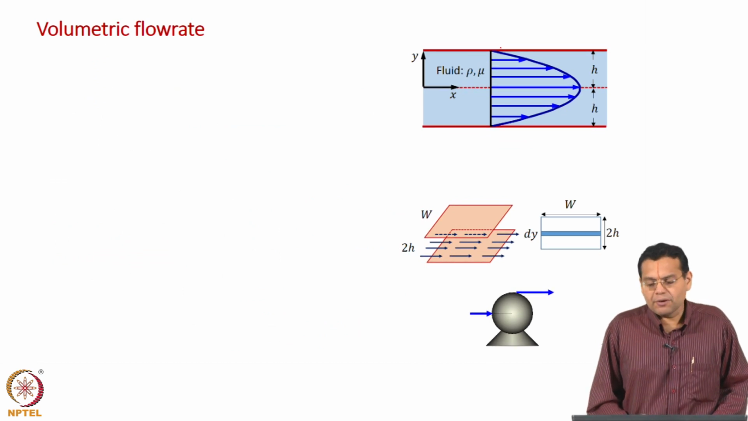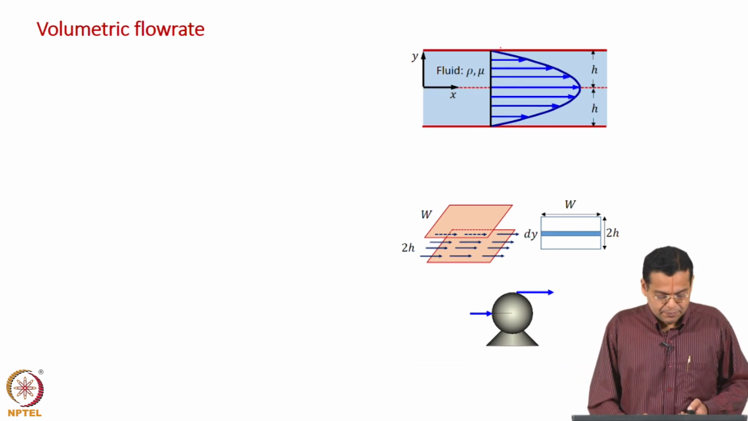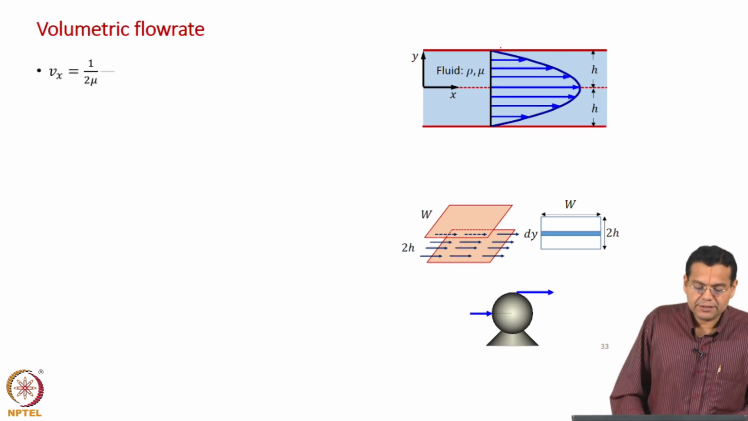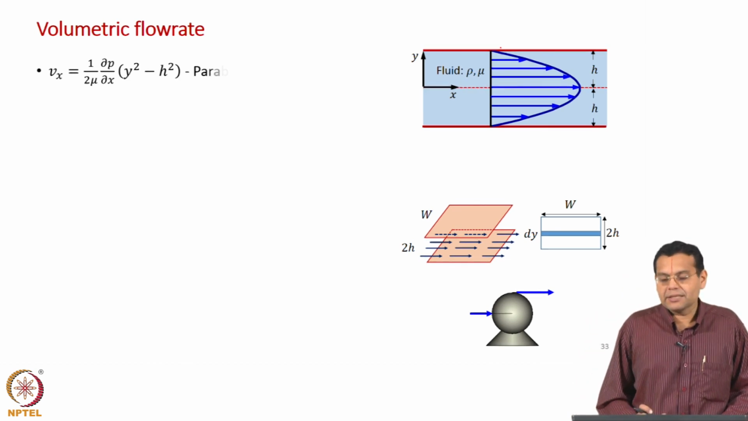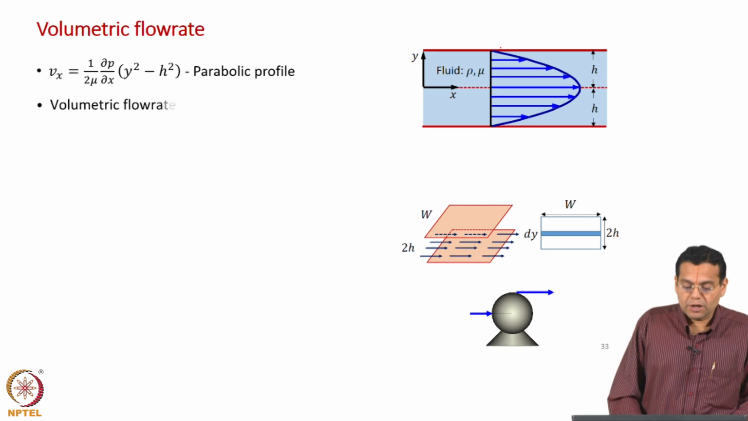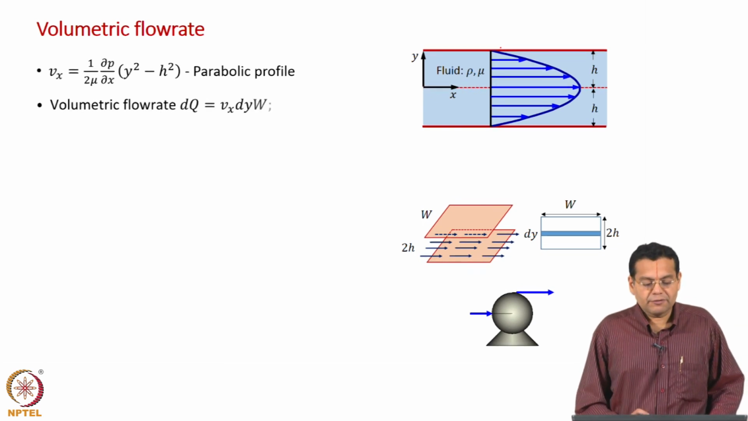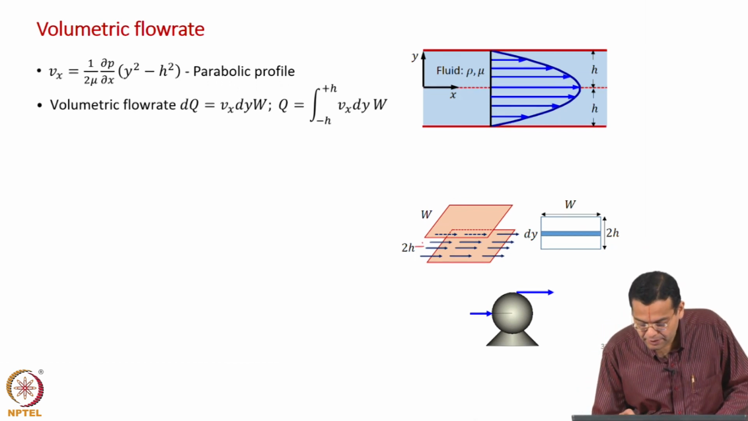Okay. What else can be found out from the velocity profile? We can find out the volumetric flow rate flowing between the plates. Okay. How do you evaluate that? Let us write the velocity profile which I have derived. Of course, as I discussed, it is a parabolic velocity profile. Now, how do you evaluate the volumetric flow rate? We know volumetric flow rate is velocity into area. It is this velocity and then this area.